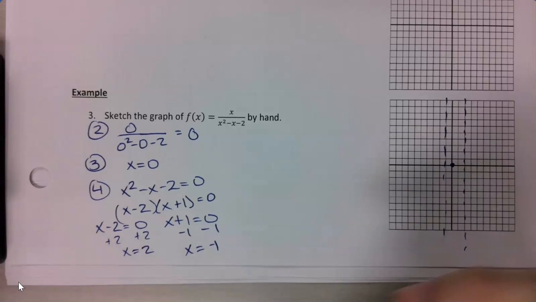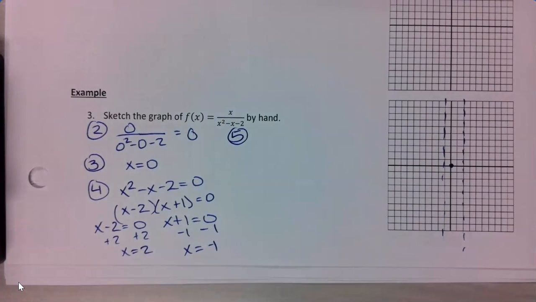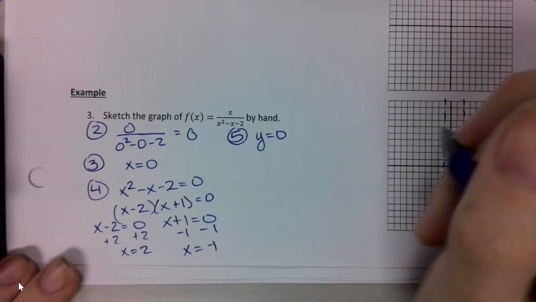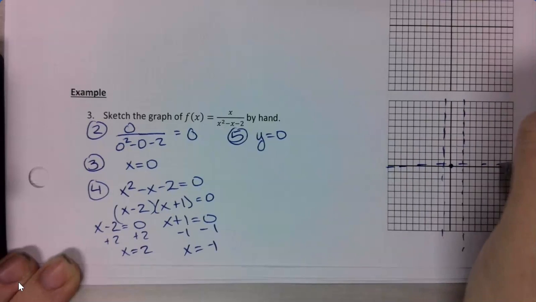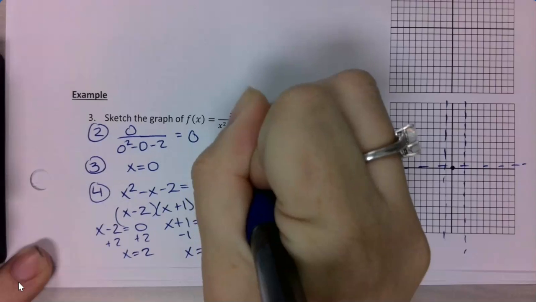Then my next step is to find a horizontal asymptote if it exists. Does it? What is it? Why? Yeah, my denominator exponent is larger. So then I'm going to put this asymptote in. And then I need some more points.